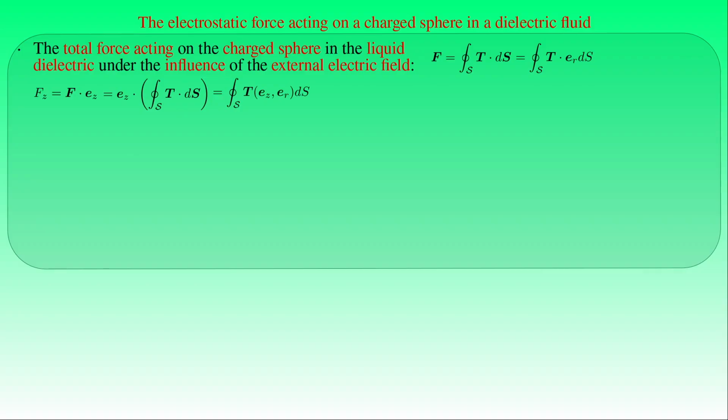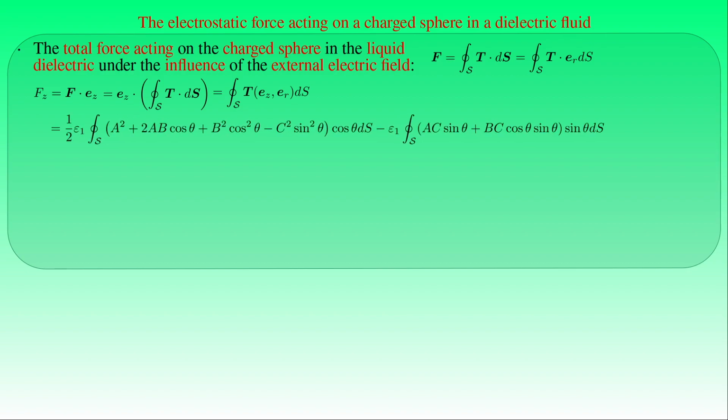of the sphere. By inserting the expression that we derived for the stress tensor evaluated at the vectors E_z and E_r into the right-hand side, we can split the surface integral into two terms. The first term is equal to 1 over 2 times epsilon 1, times the surface integral of the terms in the parentheses times cosine theta, where we have A squared plus 2 times A times B times cosine theta, plus B squared times the square of cosine theta, minus C squared times the square of sine theta in the parentheses.